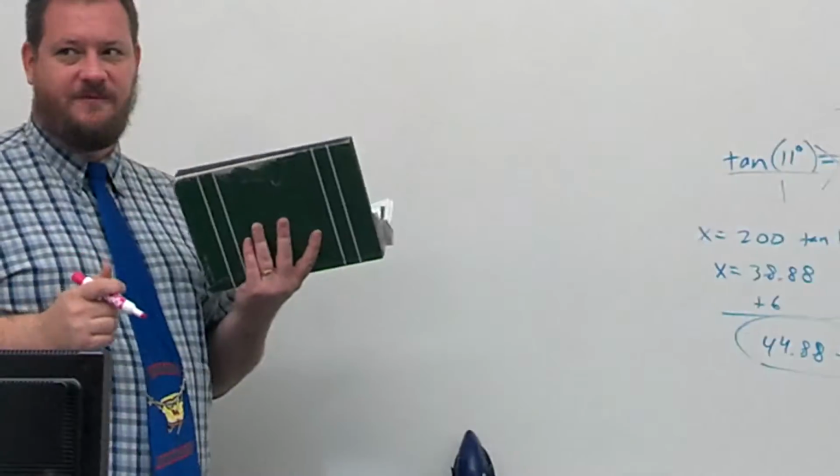Alright, example 14.4. We have an airplane flying at an altitude of 3,000 feet above the ground.